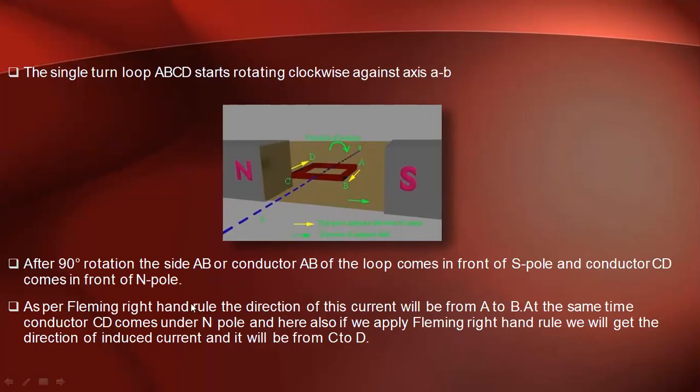So as per Fleming's right hand rule, the direction of the current will be from A to B. At the same time, CD comes on a north pole. If we apply the same rule here, the direction of current will be from C to D, as shown in this diagram.